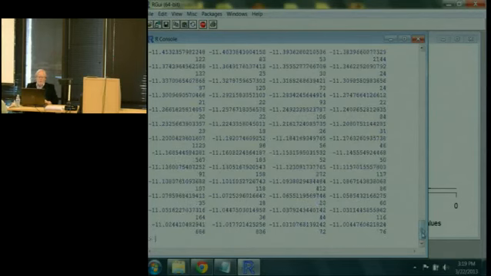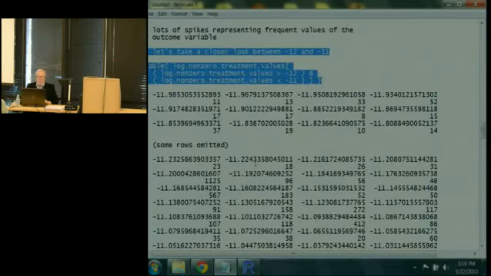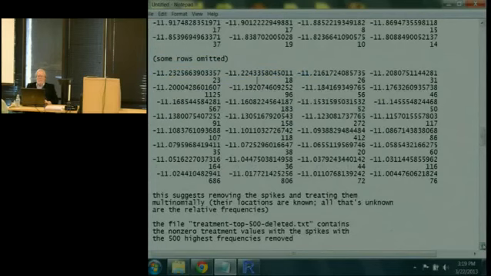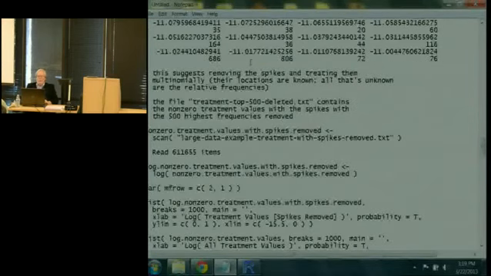So this suggests to me, let me remove the spikes and treat them multinomially, as if their locations were known and all that's unknown are the relative frequencies. So the code to do that takes quite a while to run. And so in the interest of time here in the course, I went ahead and deleted the spikes with the 500 highest frequencies. I deleted them from the data set, and I'm going to be modeling them multinomially in parallel to what's left. So I'm going to go ahead and read those guys in.